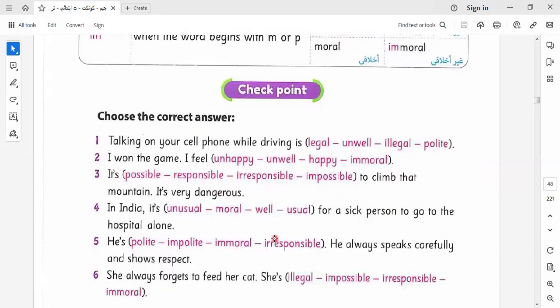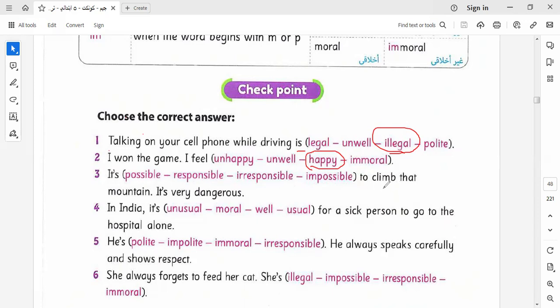Let's answer these questions. Here we have 6. I answer 3, and you leave the rest to do by yourself. "Talking on your phone while driving is what? Legal, unwell, illegal, polite?" It will be illegal. "I won the game. I feel happy, unhappy, unwell, immoral." It will be happy, when I succeed, or I won the match, or I do something good. So I'm happy, not unhappy or sad.